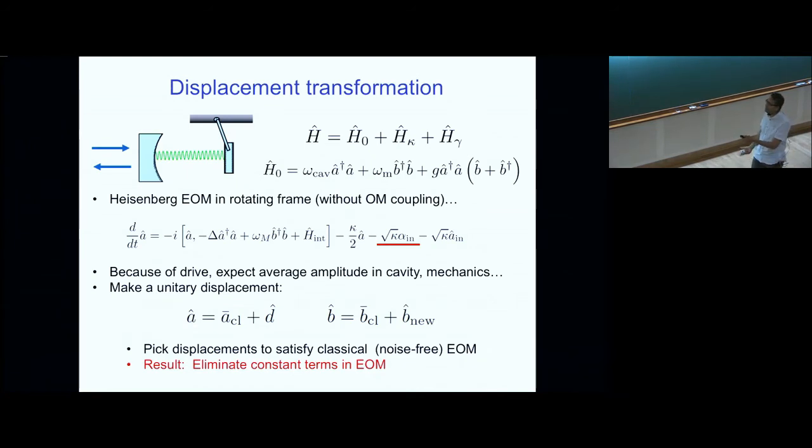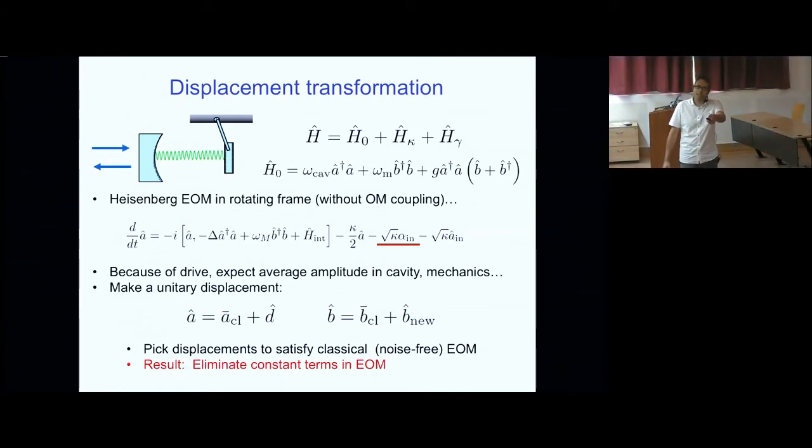The way we're going to do that is to make a unitary displacement operation. If I had no optomechanical interaction, I drive my cavity with coherent light, I know I'm going to get a coherent state. I'm going to get a state where the average of A is going to be non-zero. So I want to make a transformation where I measure these operators, A, the lowering operator for the cavity, and B, the lowering operator for the mechanics, with respect to these classical coherent state amplitudes. Formally, I'm going to introduce two new canonical bosonic operators, D and B, with the usual commutation relations, that are displaced with respect to the original photon and phonon operators. And I'm going to pick these amplitudes to satisfy the classical noise-free equations of motion.